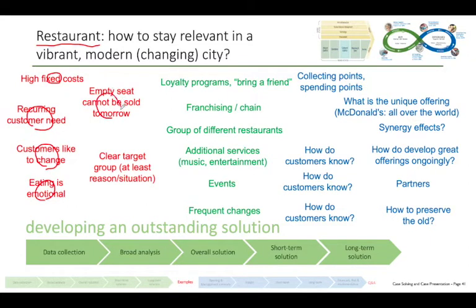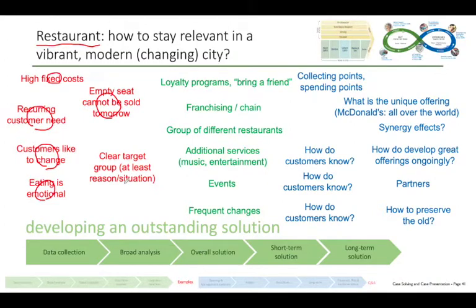Another aspect is, if the seat remains, or if the table remains empty, it cannot be sold tomorrow. So an apple at the grocery store, if the apple isn't sold today, it maybe can be sold tomorrow again. But if the seat is empty, unoccupied, there is just no income, full stop. Yes.